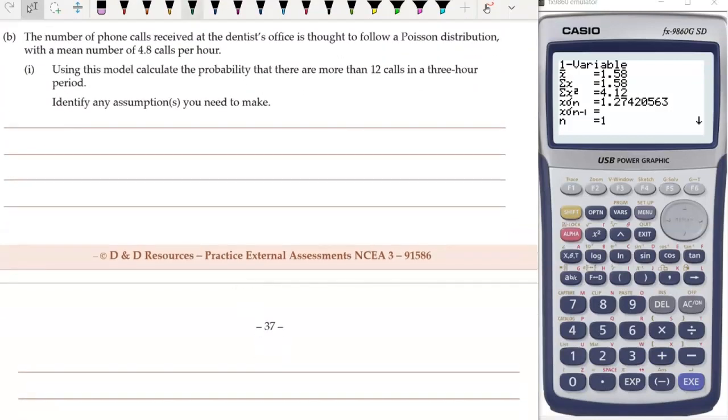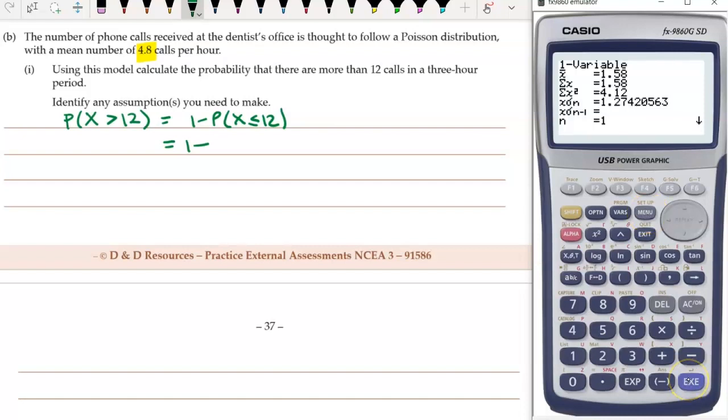Next, we have a Poisson distribution. We've got a mean number of calls as being 4.8, just there. We want to work out the probability that there are more than 12 calls. So x is greater than 12 is going to be 1 minus the probability x is less than or equal to 12. Hop on over to your calculator, stats menu.